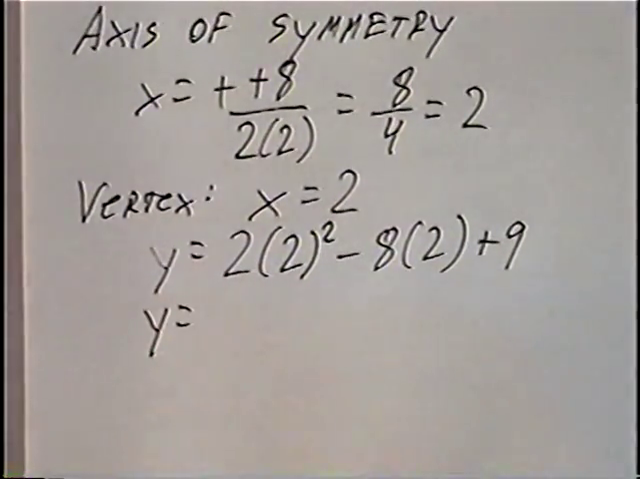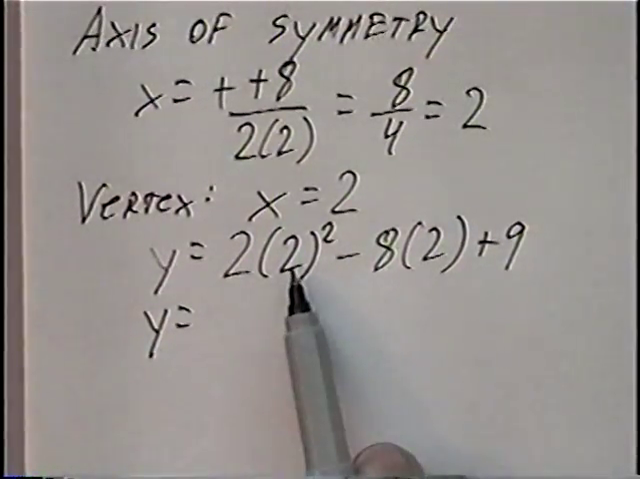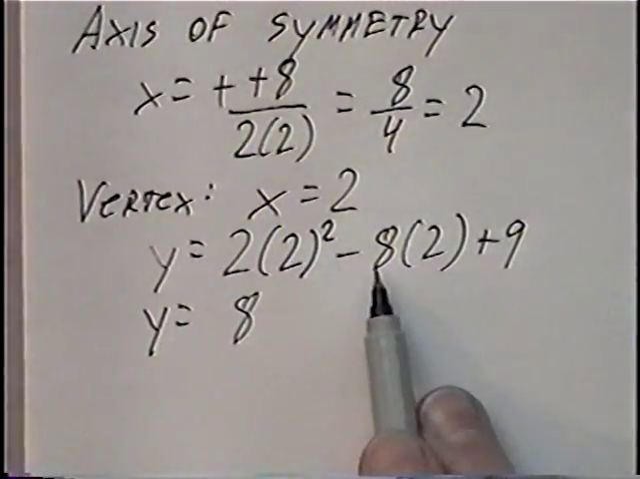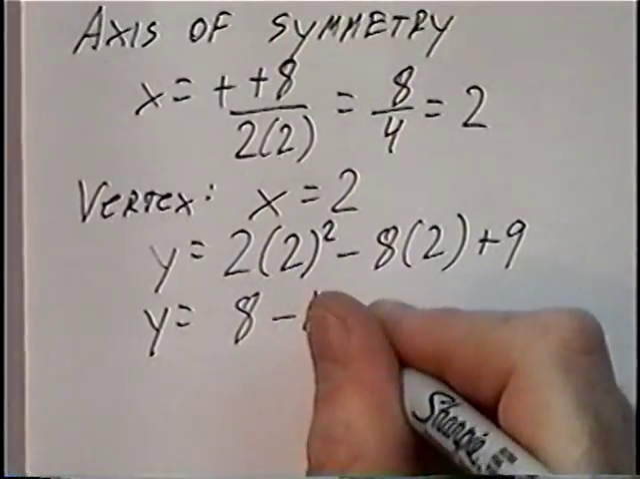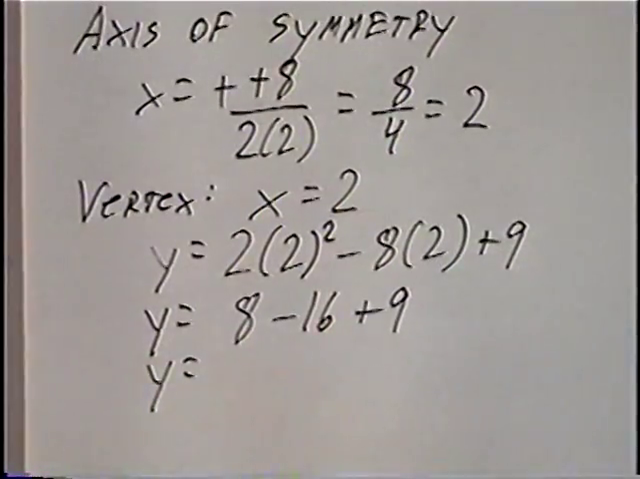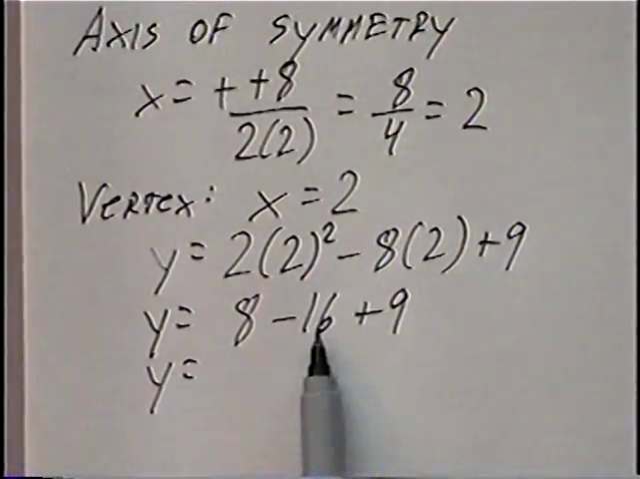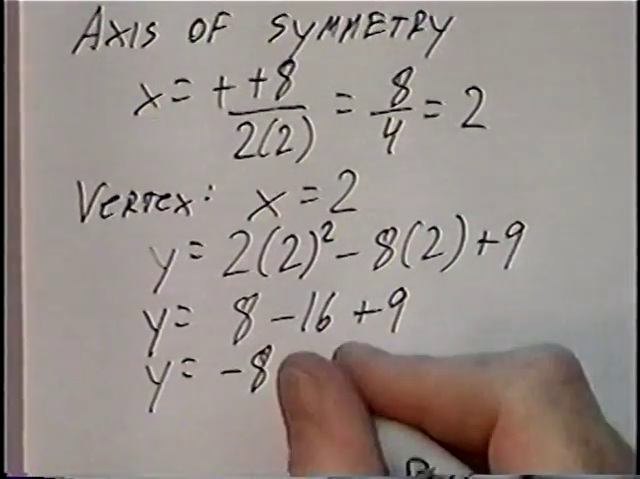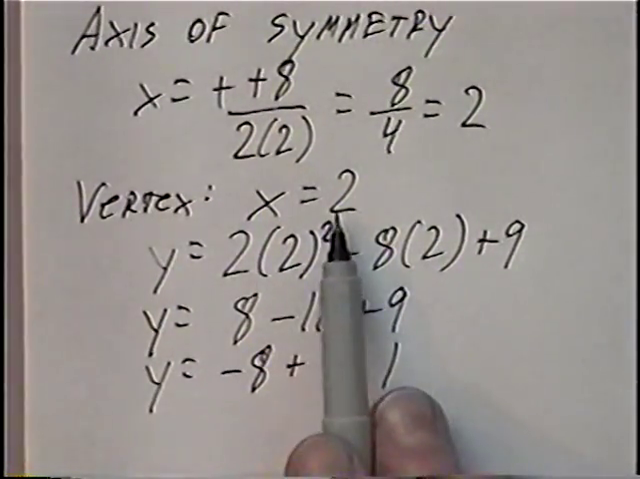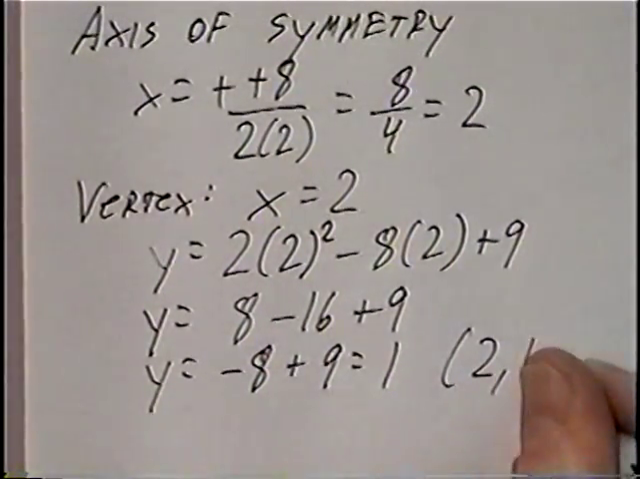Simplifying, we'll have y equals, following PEMDAS, we'll do exponents first before we multiply. So 2 squared would be 4, 4 times 2 would be 8. Negative 8 times 2 would be negative 16, and plus 9. Simplifying further, addition and subtraction we'll do at the same time from left to right. So 8 minus 16 would be negative 8, and plus 9 would be 1. So the vertex x equals 2, y equals 1. We can write that as a point, 2, comma 1.